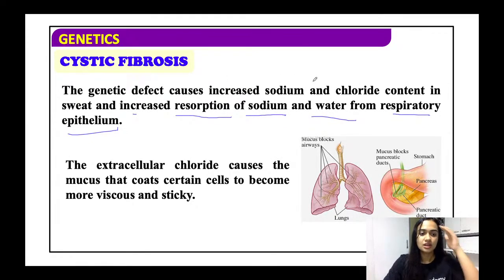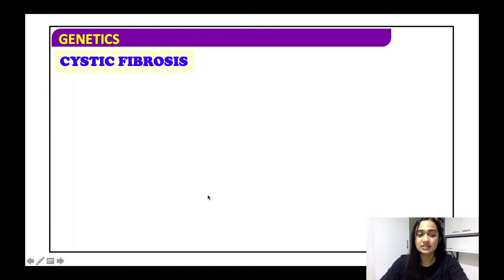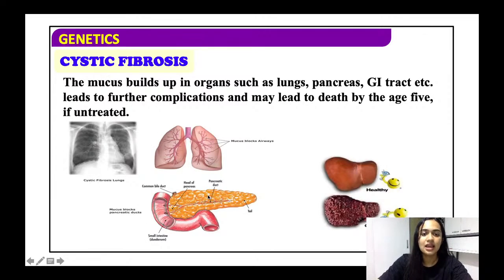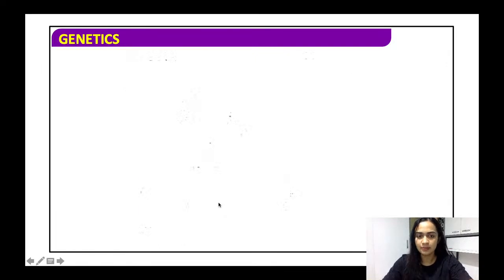All right. The extracellular chloride causes the mucus that coats certain cells to be more viscous and sticky. So now this mucus content becomes quite thick and the mucus builds up in organs such as the lungs, pancreas, and gastrointestinal tract. It will lead to complications and may lead to death below the age of 5 if it is untreated. See here how the mucus build-up is shown.